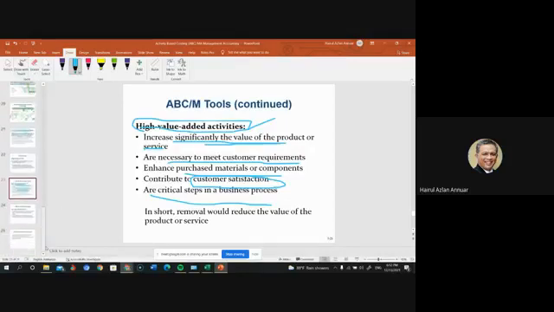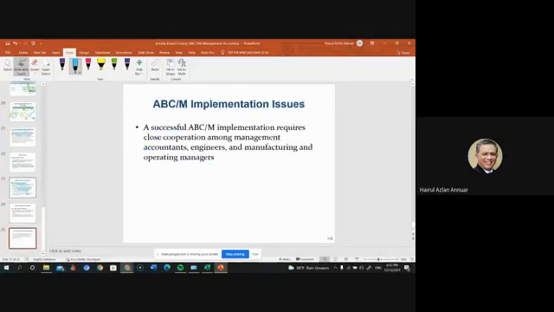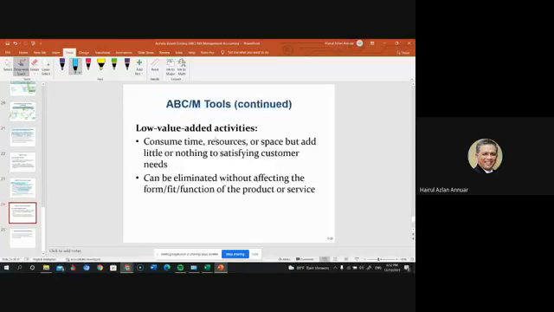Final slide. Oh, there's another slide. Okay. Second last slide. Low value activities. Why is it not good? Why should we reduce or eliminate it? Because it consumes time. When they consume time, then the product will finish late. We cannot deliver to the customer fast. We don't want that. We want to produce as fast as possible at the best quality.